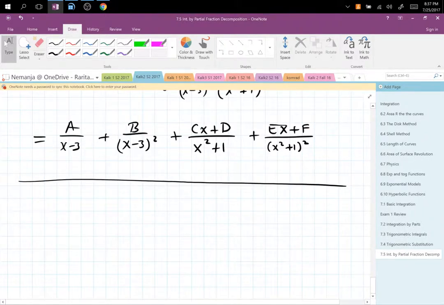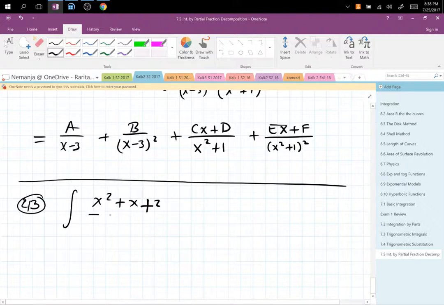So here we have problem 43 from the textbook. It says integral of x squared plus x plus 2 divided by x plus 1 times x squared plus 1 dx.